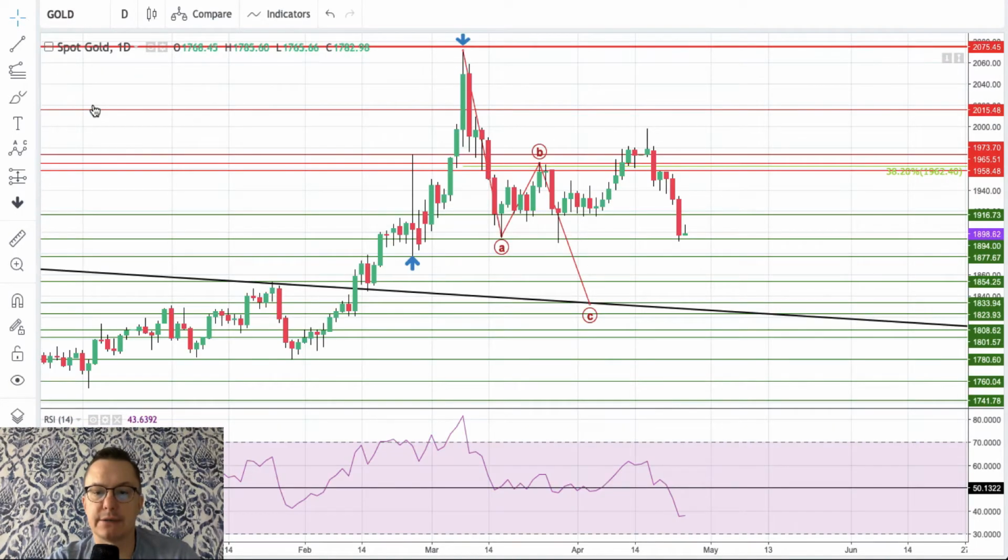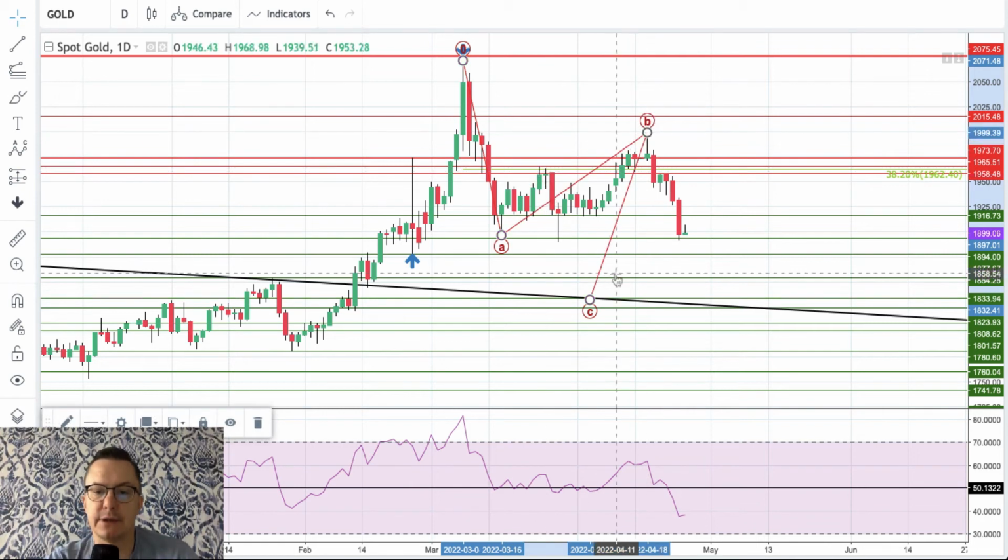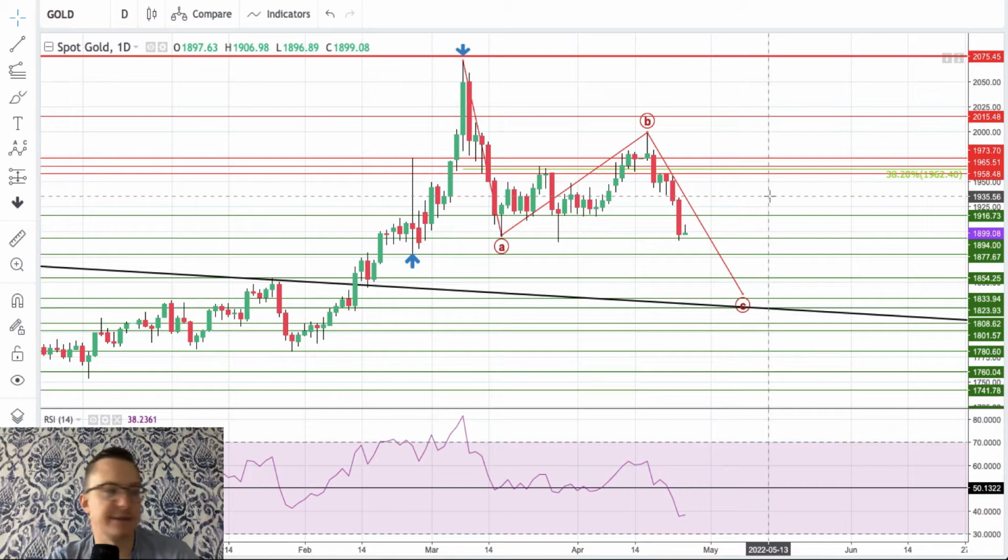Spot gold market on a daily time frame chart looks bearish. However, this wave B was way more expanded in time than we expected. However, there is still a kind of nice pattern here to be observed.